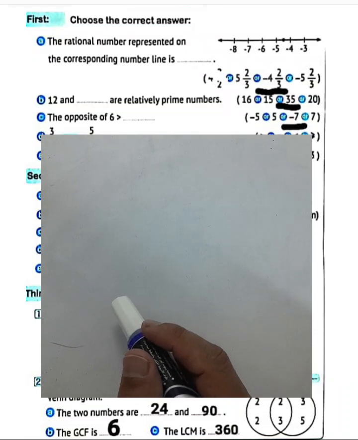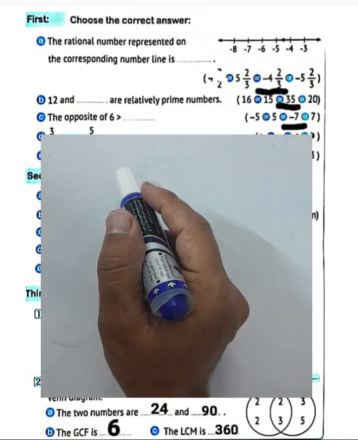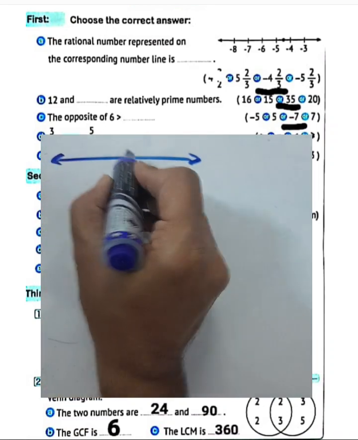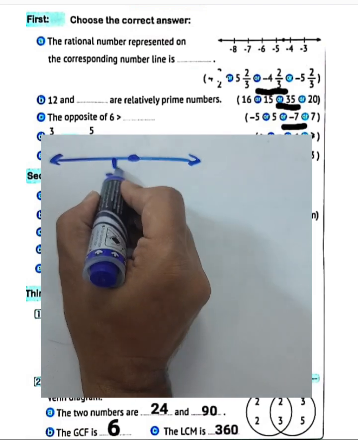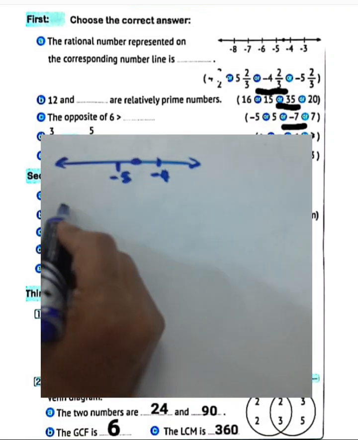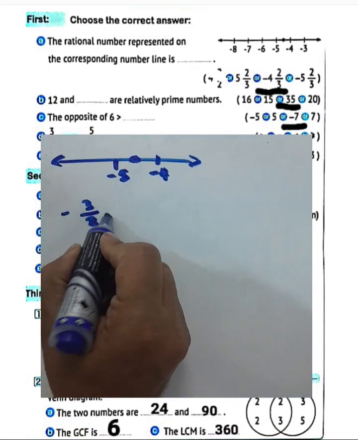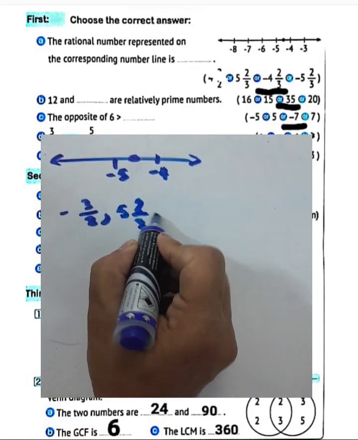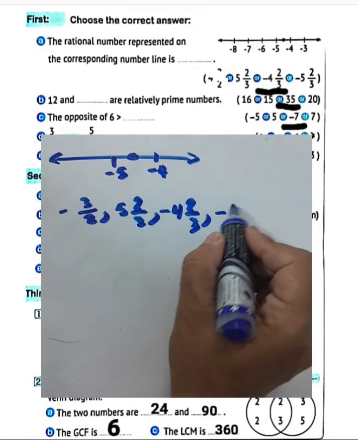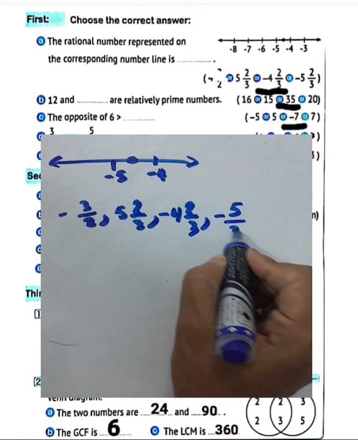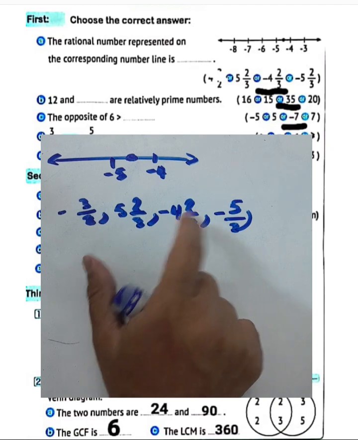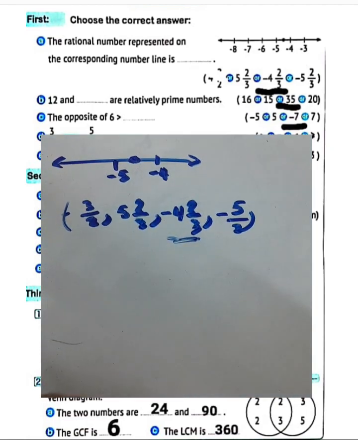Letter A, the rational number represented on the corresponding number line is what? He gives us a number line and draws a point between -5 and -4 and asks about the result. It will be -3/2, or 5 and 2/3, or -4 and 2/3, or -5/3. This number lies between -5 and -4. Then we can write -4 and 2/3. Choose this result for this example.